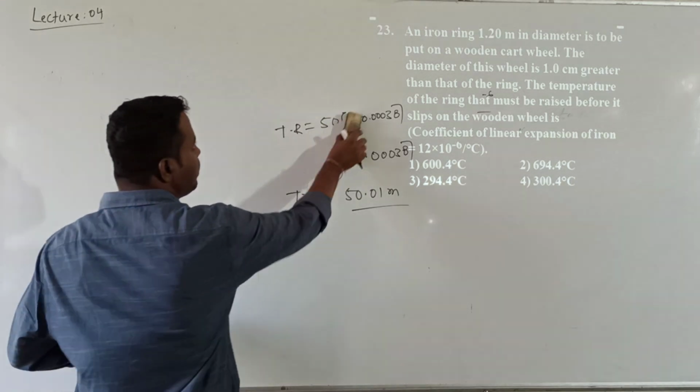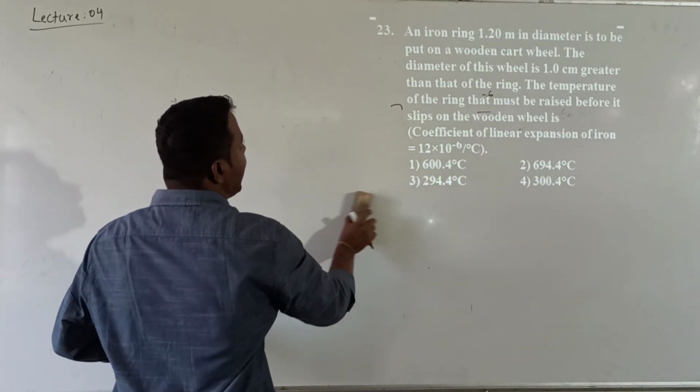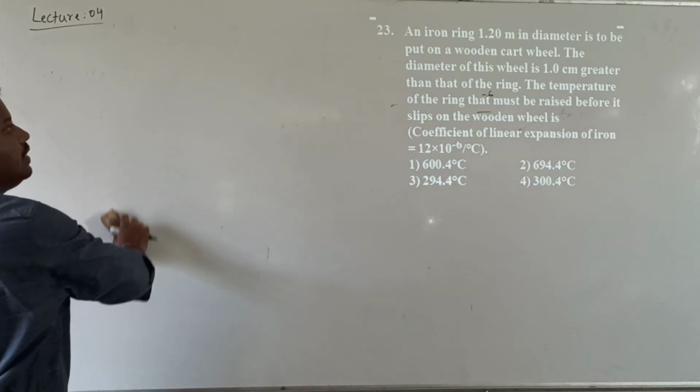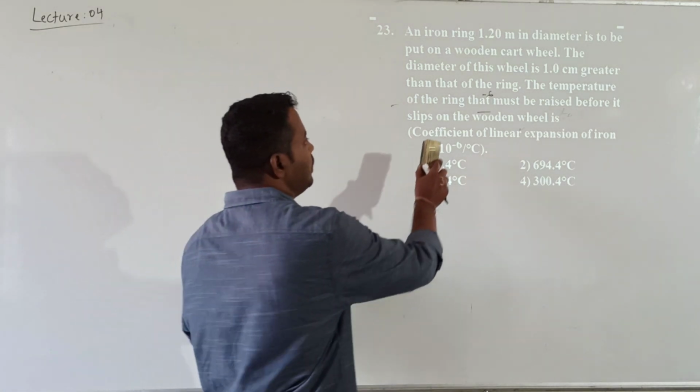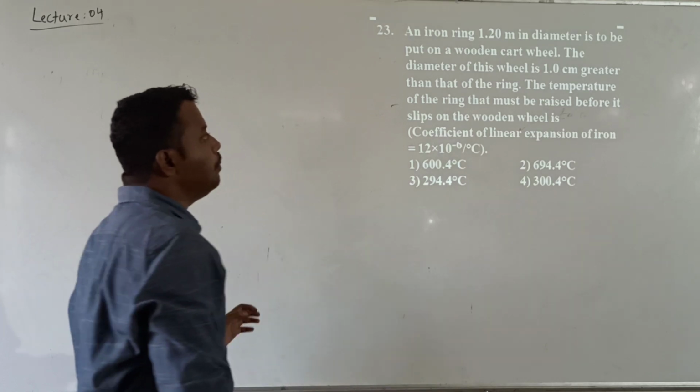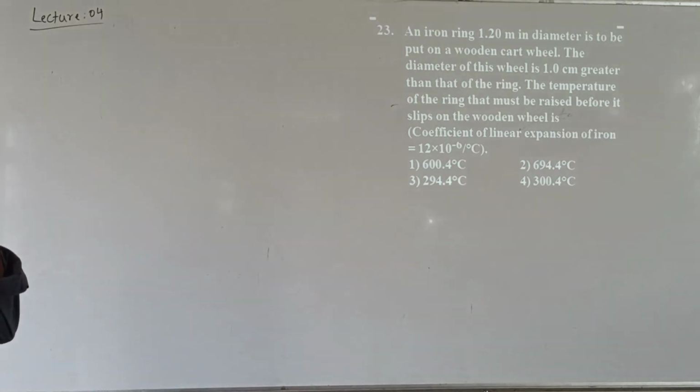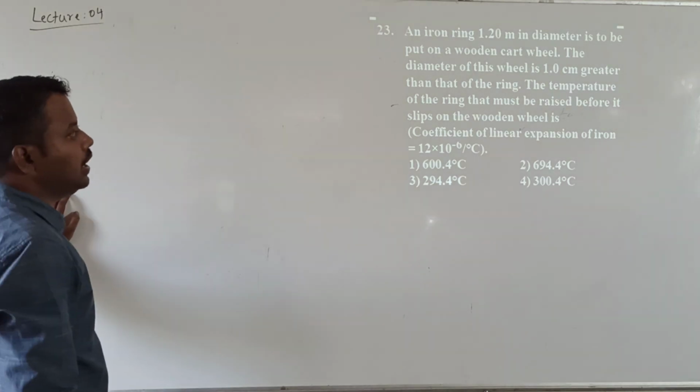So what is this question number 23? An iron ring 1.20 meters in diameter is to be put on a wooden cart wheel. The diameter of the wheel is 1 centimeter greater than the ring. The temperature of the ring must be raised before it can slip onto the wooden wheel.